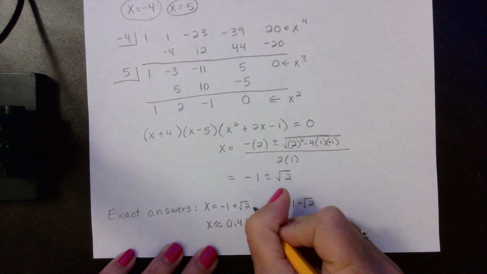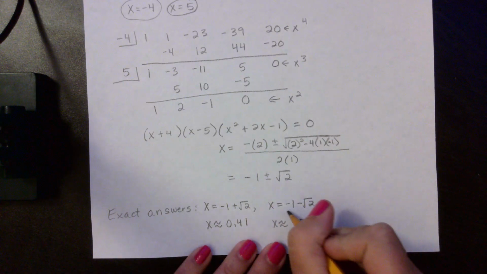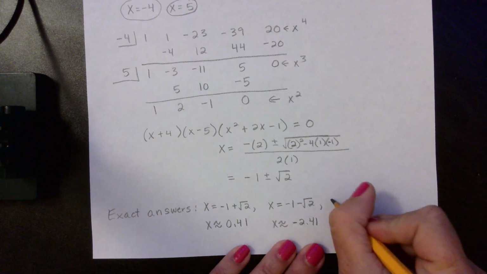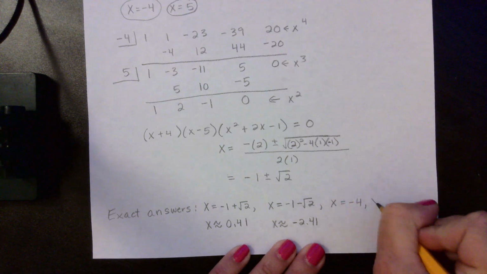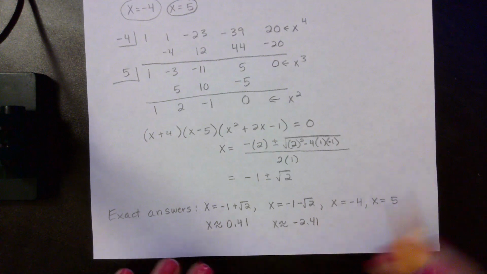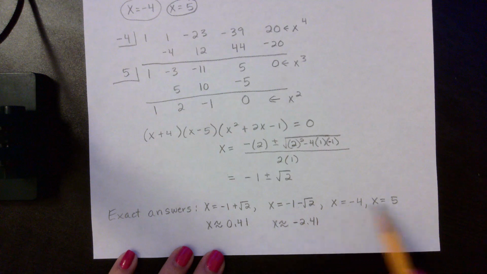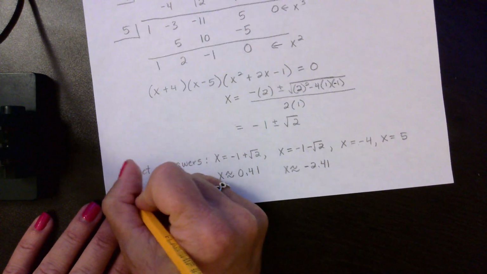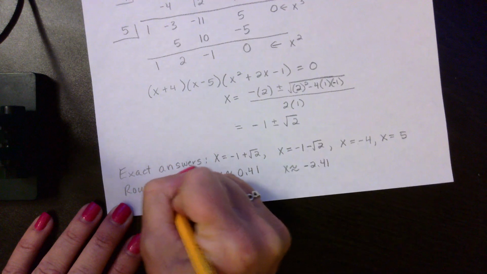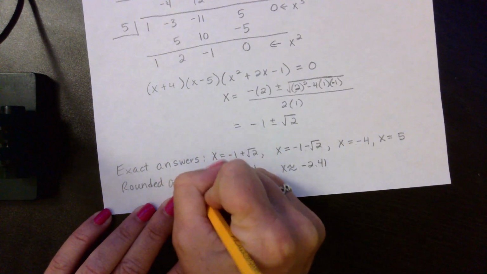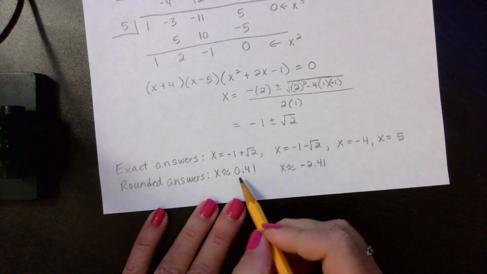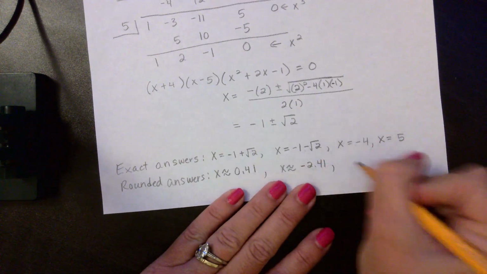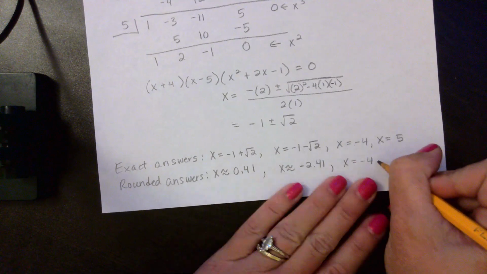Okay, so my exact answers here are x equals negative 1 plus square root of 2, x equals negative 1 minus square root of 2. You could write those combined. I'm okay with that. X equals negative 4, x equals 5. Okay, and that makes sense. There are 1, 2, 3, 4 roots. Our highest exponent was 4. And then our rounded answers are x is approximately 0.41, x is approximately negative 2.41, x equals negative 4, x equals 5.